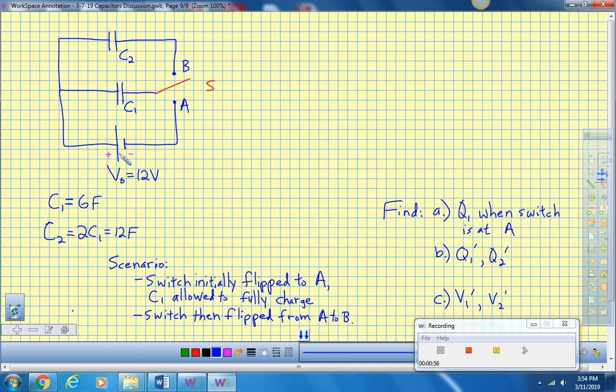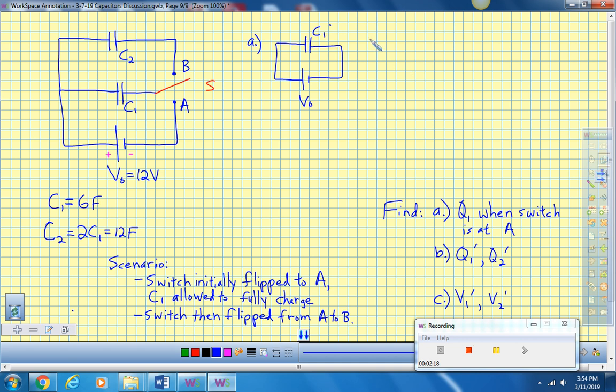So the first piece is just figuring out how much charge is on capacitor 1 when the switch is at A. So for part A, our circuit really just looks like this. There's just a single capacitor connected to a 12-volt battery. And so for that part, the math is pretty straightforward. Gosh, I'm having trouble writing C's.